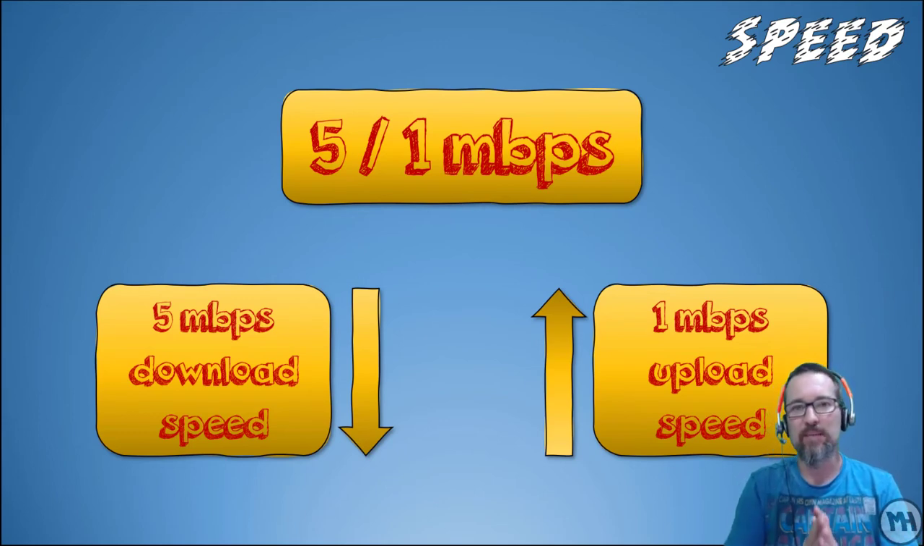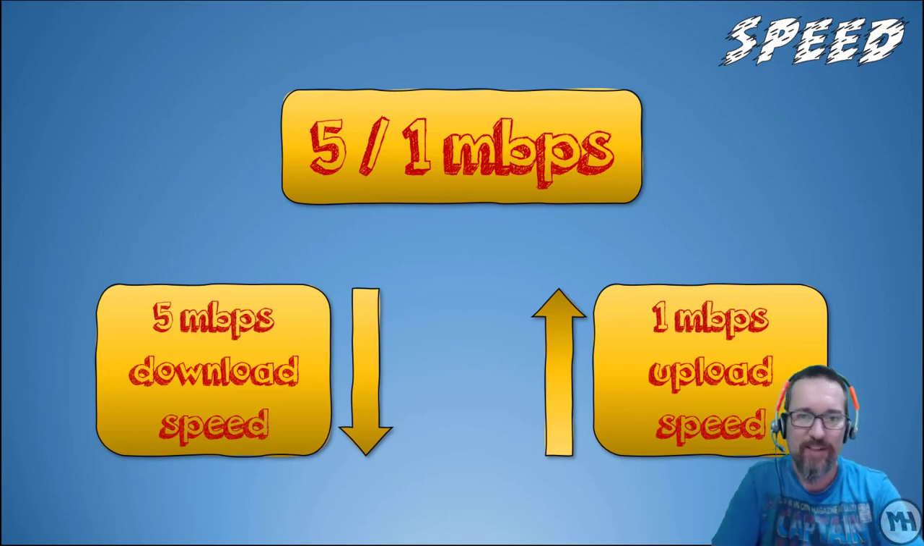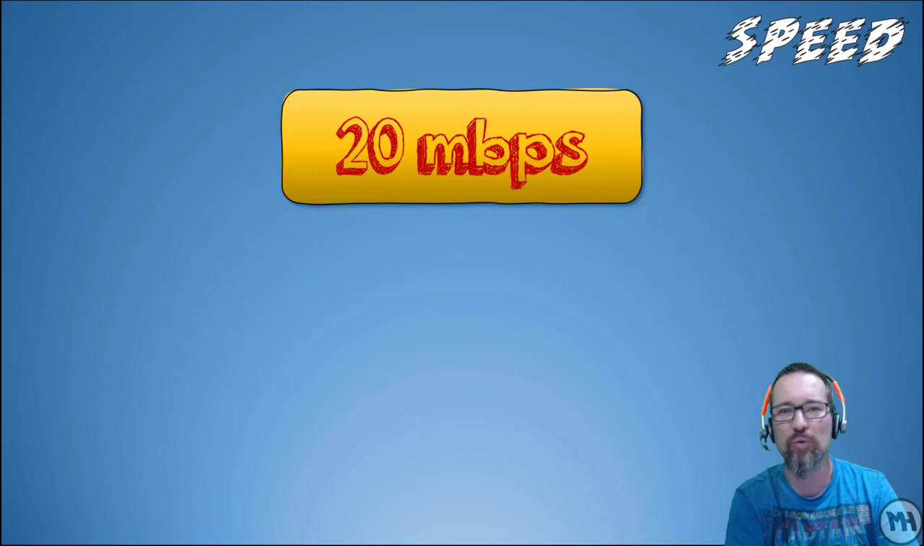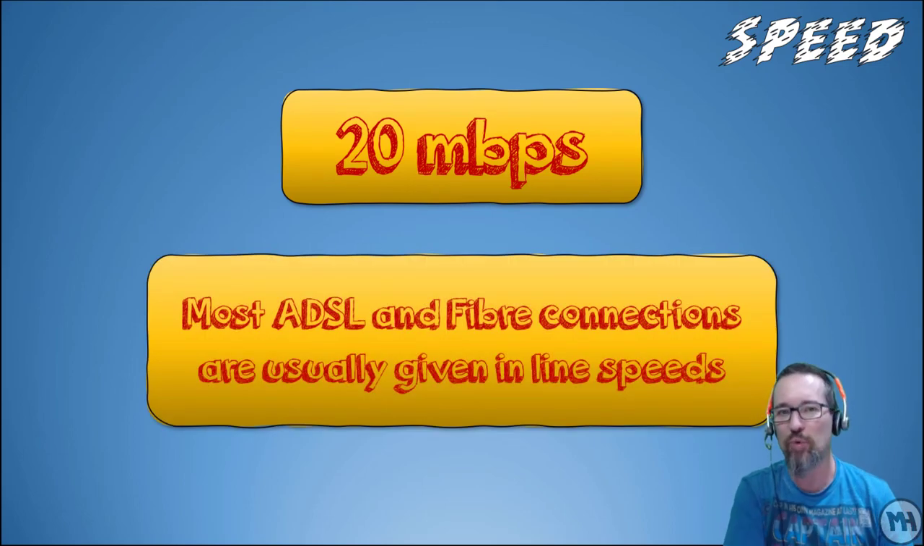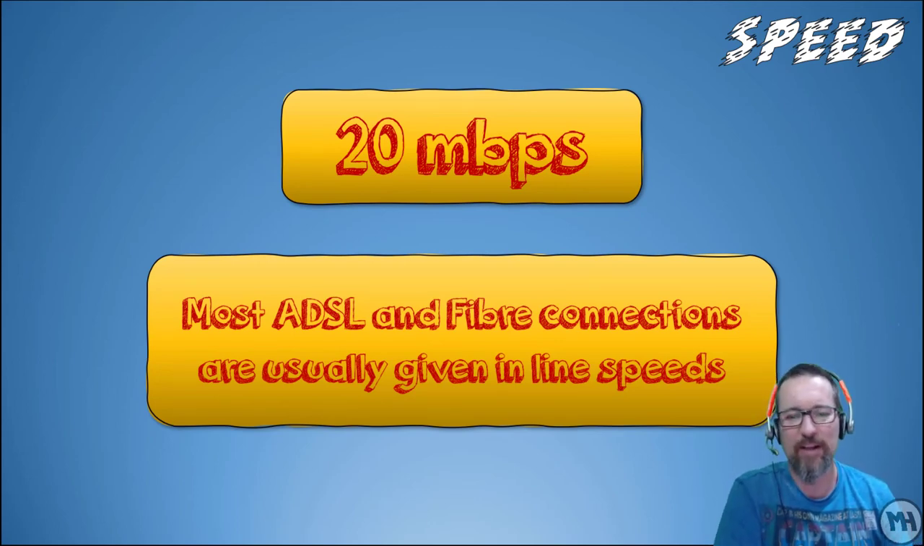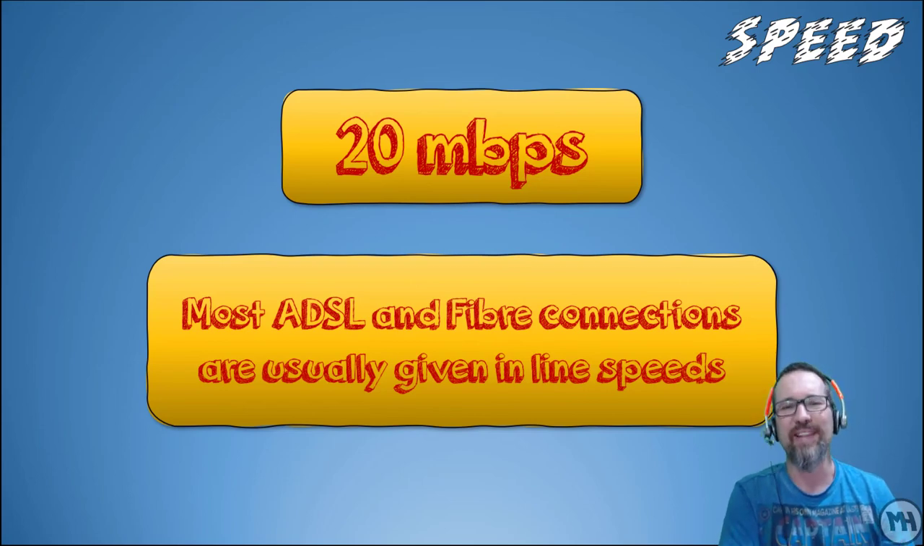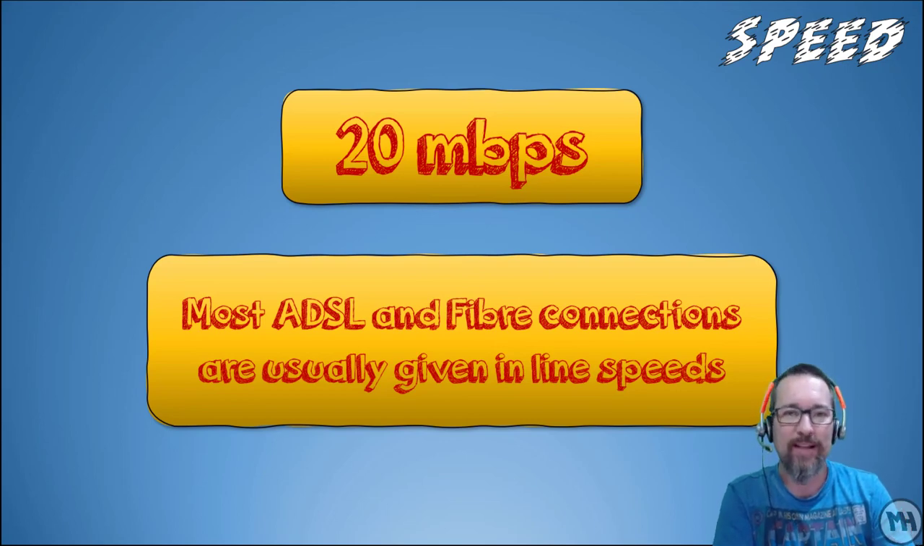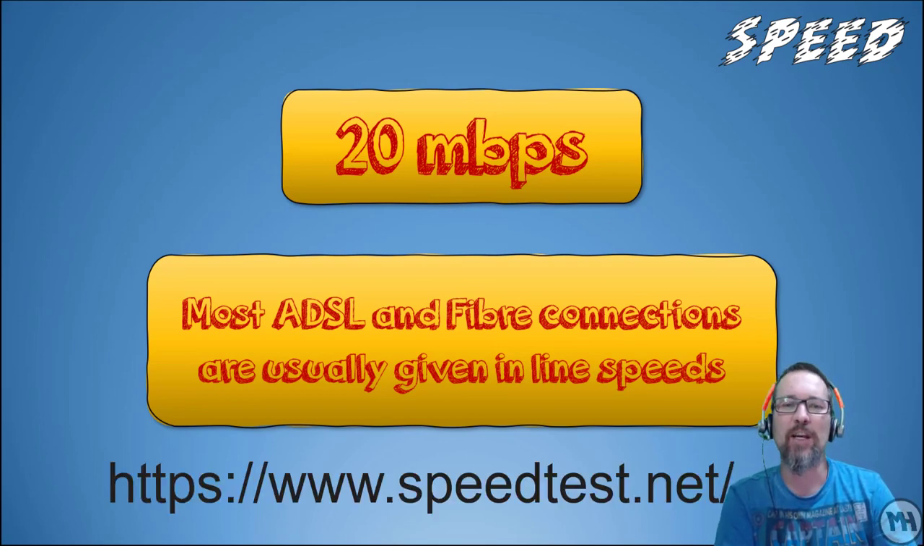So some lines might give you a faster download speed and a slower upload speed. Whereas today, normally what we have is what's called a line speed, which is upload and download at the same rate, because our fibre connections are able to handle this. So we have a 20 Mbps or 20 megabit per second line, and most ADSL and fibre connections nowadays are usually given in terms of line speeds. I hope that makes a bit more sense to you. Go ahead and have a look at your own internet service provider and see what speeds you guys are getting on your line.